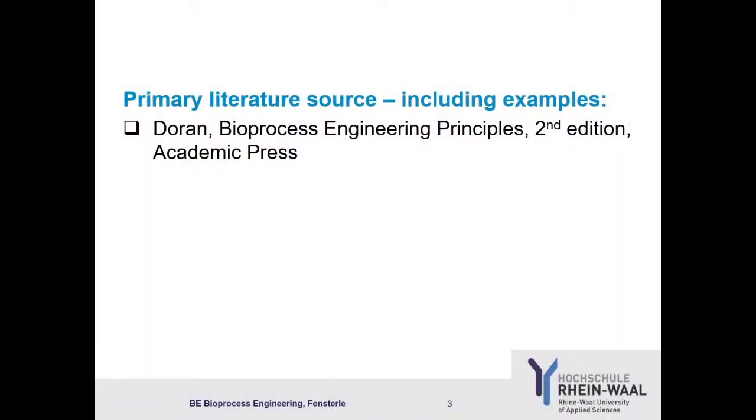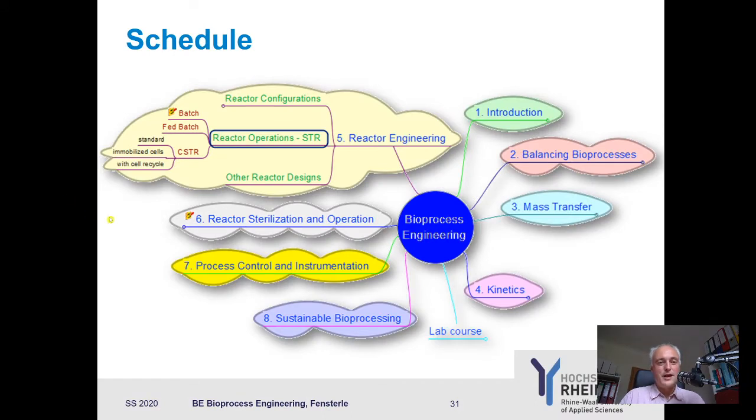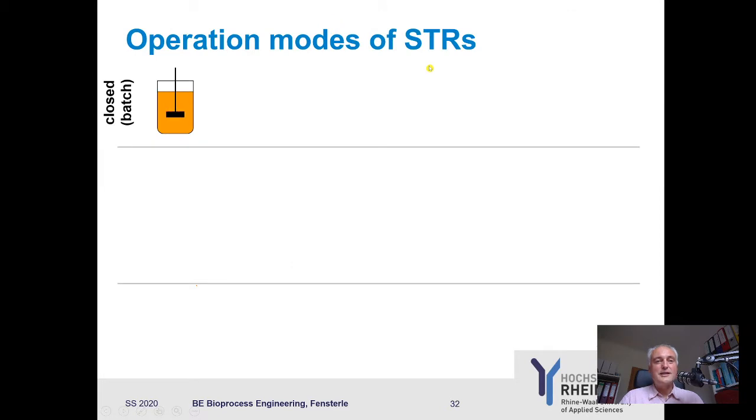All examples are taken from Pauline Doran, Bioprocess Engineering, 2nd edition. It's a wise idea to have a look in this book also. Basically, we have three options to operate them. We can operate them in batch mode, in fed batch mode, or in a continuous form. And what are the specialities? What are the pros and cons? And how can we calculate? That's about it today. So let's start general with how these operation modes can look like.